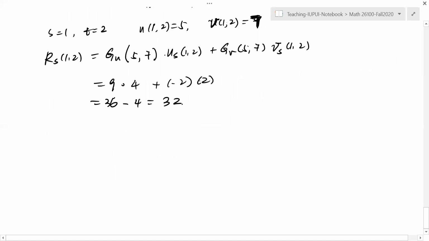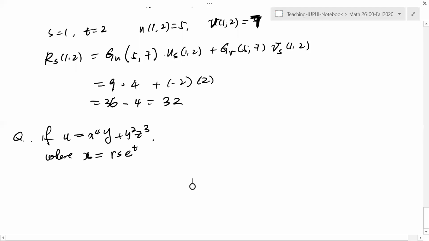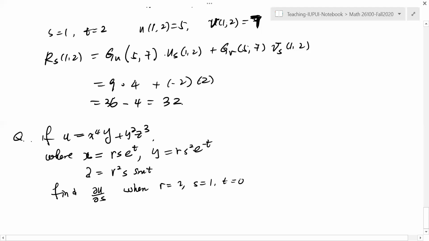Okay, so here's another problem I want to talk about. If u is going to be x to the fourth power y plus y squared z cubed, where x is going to be r s e to the t, y is going to be r s squared e to the negative t, and z is going to be r squared s sine t, now find the partial derivative of u with respect to s when r equals 2, s equals 1, t equals 0.